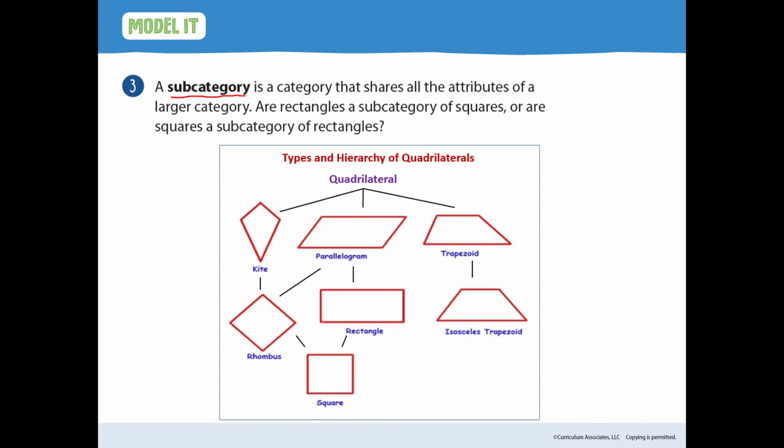Rectangles also have two pairs of parallel sides, but they also have four right angles. And then under rectangle, a subcategory of rectangle is square. Squares also have two pairs of parallel sides and four right angles, but the attribute that is added when we're looking at squares is that all the sides are equal. So the answer here, are rectangles a subcategory of squares, or are squares a subcategory of rectangles? We can see by looking at this diagram that squares are in fact a subcategory of rectangles.